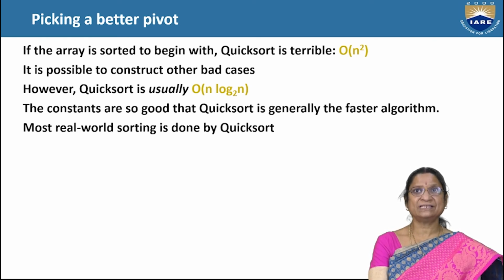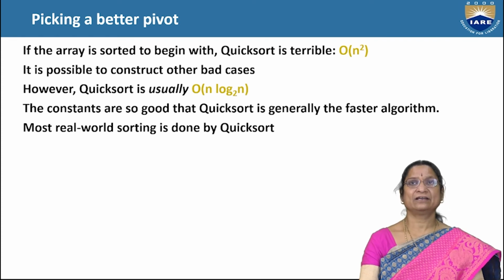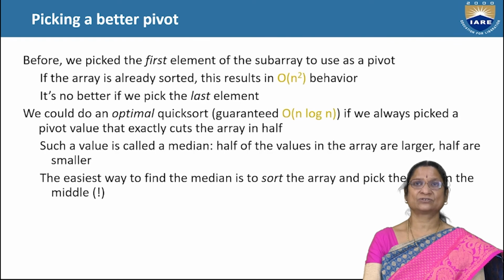So if the array is already sorted to begin with, quicksort is terrible, that is order of n square. If it is possible to construct other bad cases, quicksort is usually order of n log n. The constants are so good that quicksort is generally considered a faster algorithm. Most of the real-time applications are based upon quicksort only. But one problem is to be considered. That means a special case has to be considered to get a good analysis of the quicksort actually.